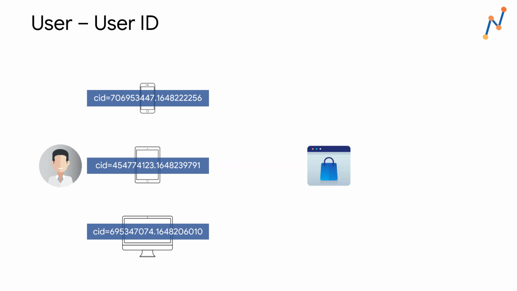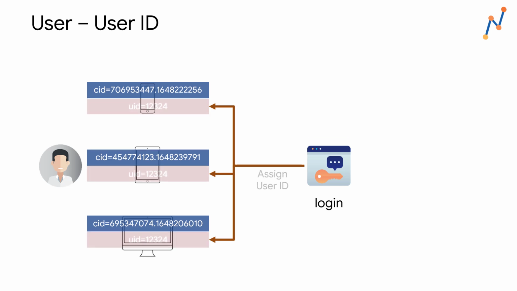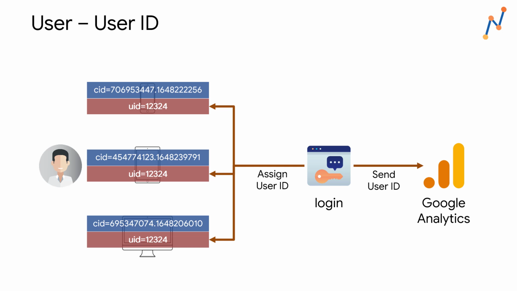Now, to be able to analyze an individual's behavior across different devices and different browsers as well, the website needs to provide a login. Also, the website should be able to issue a unique ID for the logged-in user. This unique ID can then be used as the user ID to be assigned to each browser instance and can be sent to Google Analytics in conjunction with a client ID and a hit to Universal Analytics or an event to GA4.